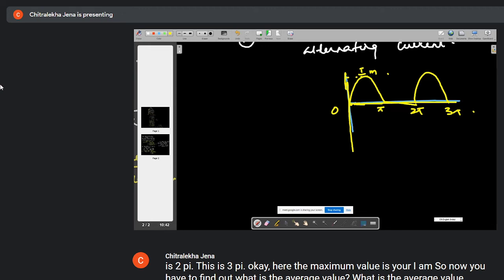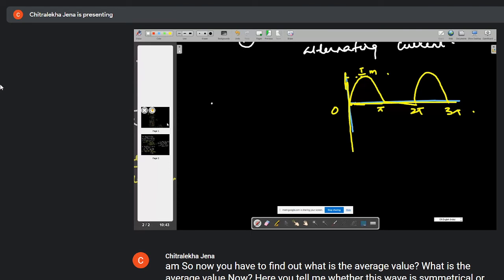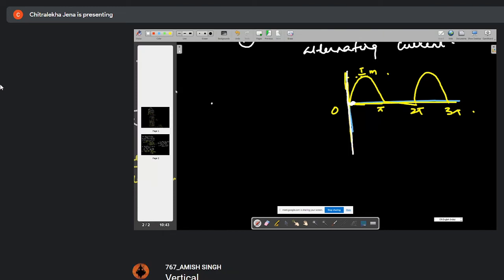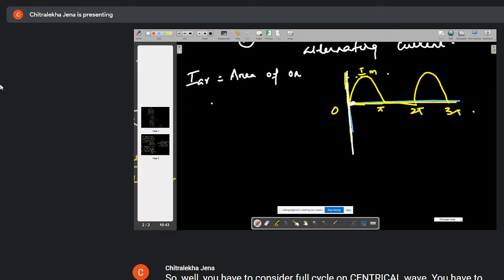Can't you say symmetrical wave or unsymmetrical wave? It is a non-symmetrical wave. So you have to consider the full cycle. Unsymmetrical wave, you have to consider the full cycle. So what will be the average value? Average value is area of one cycle divided by base of one cycle. Yes or no?